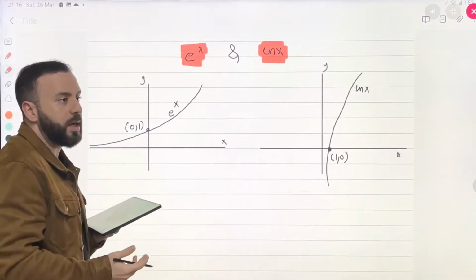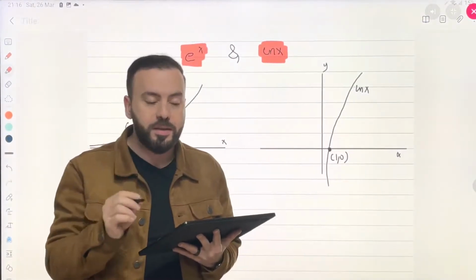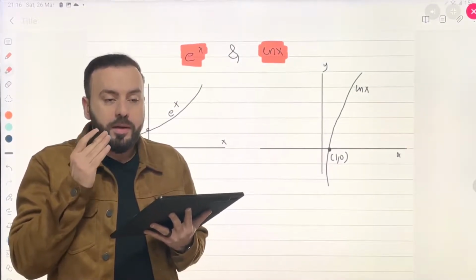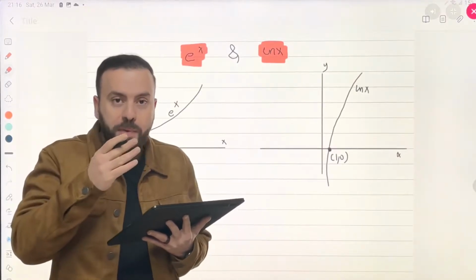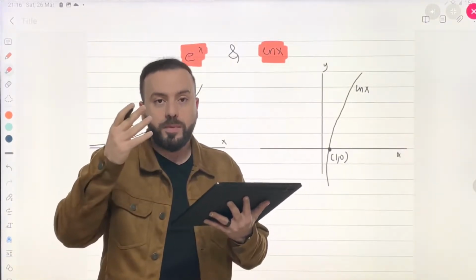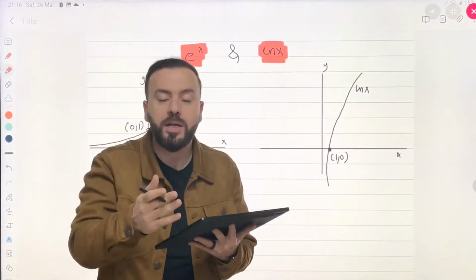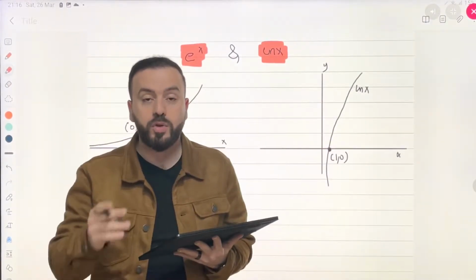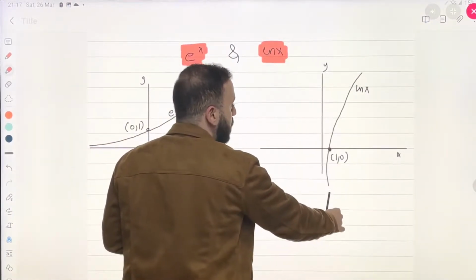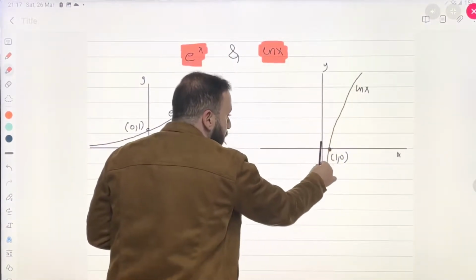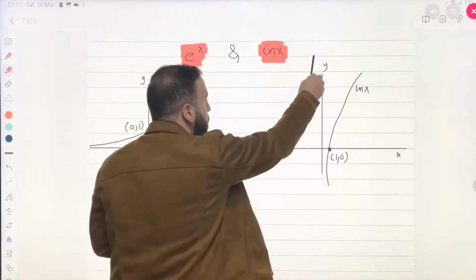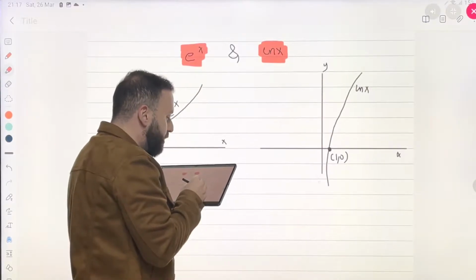What is the asymptote exactly, mister? The asymptote is any line which the curve is trying to approach, but it never touches it. There are types of asymptote: we call them vertical asymptote and horizontal asymptote. The vertical asymptote, as you can see in the ln x, the natural logarithm, is where the curve is trying to touch the y-axis, but it never touches the y-axis.